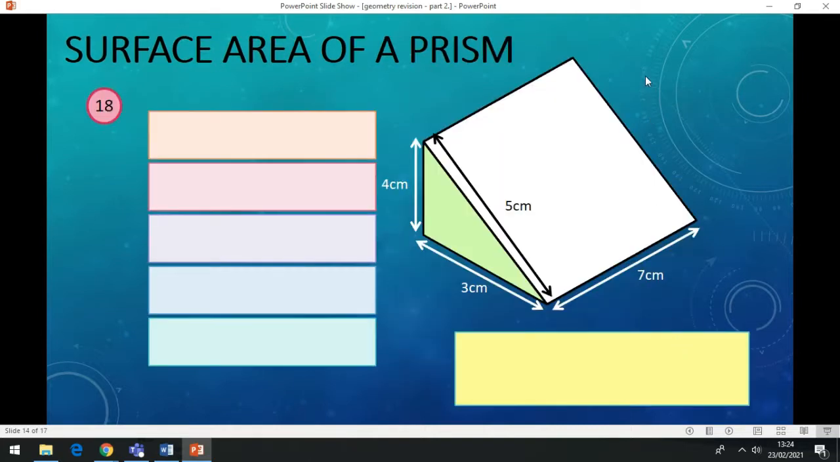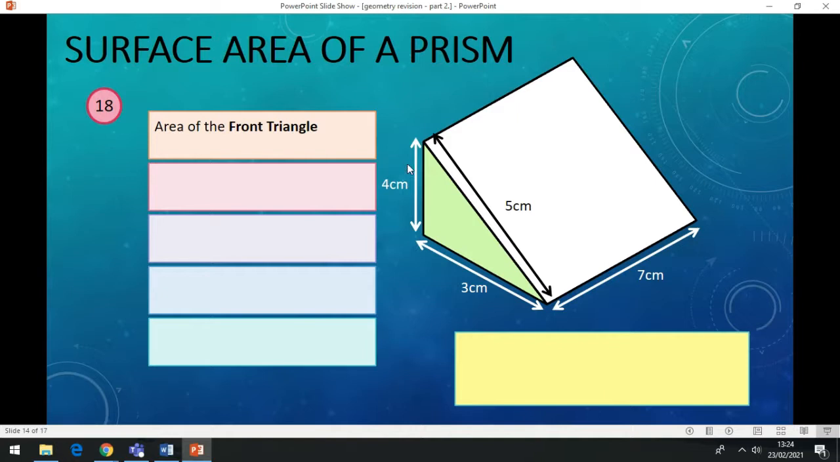Surface area of a prism. I'd like you to have a go at this, remembering you need to find out all of the sides of your prism. So pause the recording, have a go. Right, let's go through it.